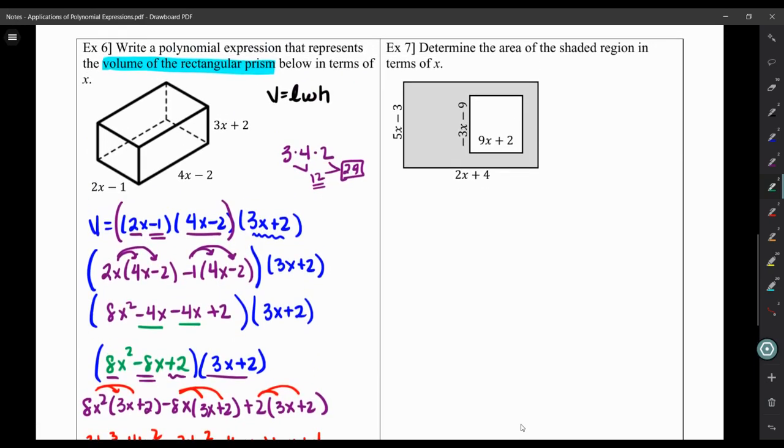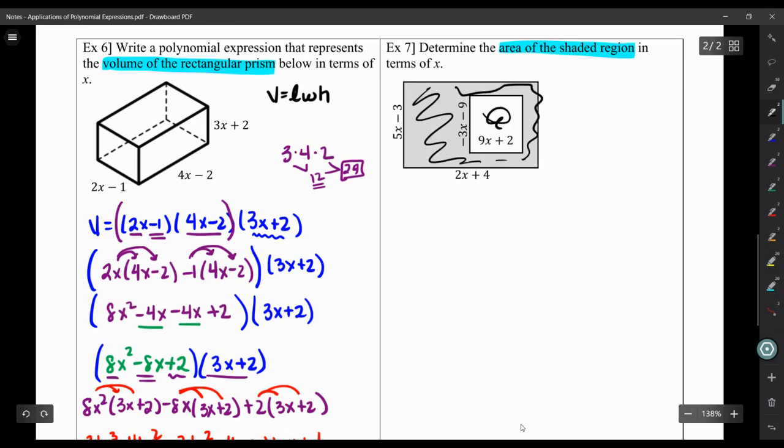Final example that we will do together is number 7. So we need to determine the area of the shaded region only. So what that means is all I want is this outside piece here. I don't want that little box inside included in my answer. So let's think about how we would go about this. Forget the fact that there's x's and everything crazy going on.